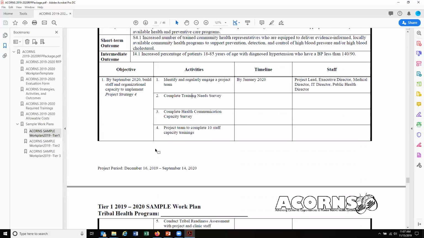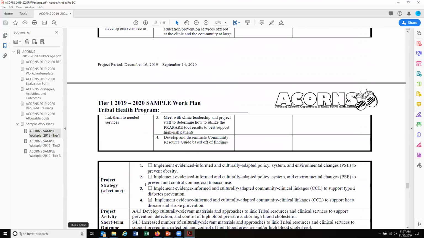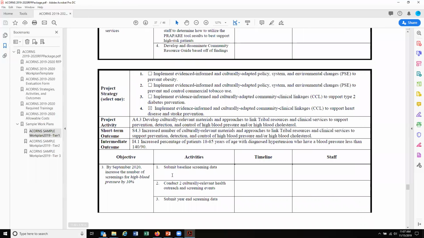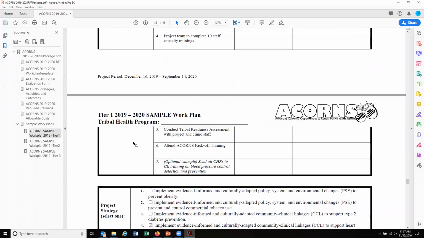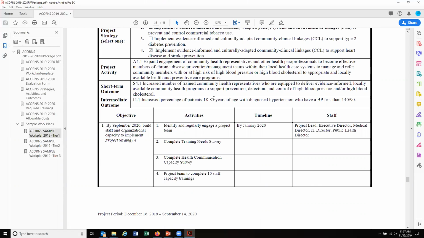And so for each tier, there's a sample work plan, which really does include most of the required project activities and how they could be written to the work plan template. You will need to add a couple extra things, and there are some things that aren't decided for you. So for example, we've done this as build staff and organizational capacity to implement project strategy 4, which is about heart disease and stroke prevention.